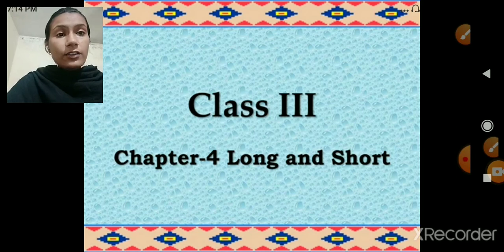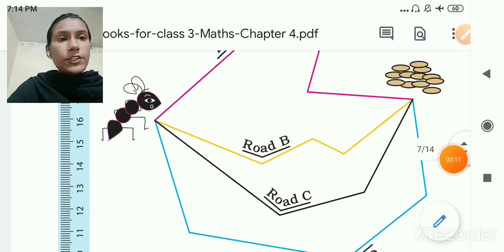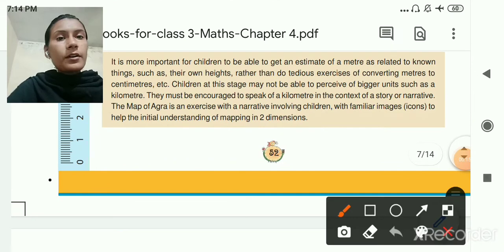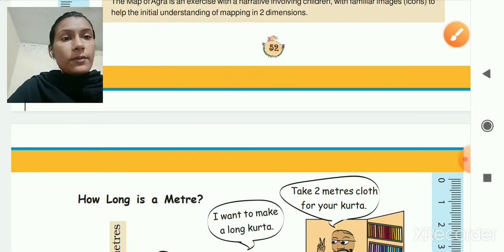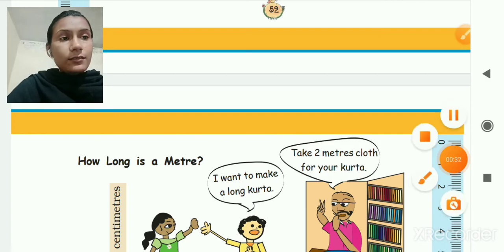So let's continue chapter number 4, Long and Short. In the previous video we had done till page number 52. Now open page number 53 in your textbook. How long is a meter? But before that I will give some information about units of length.